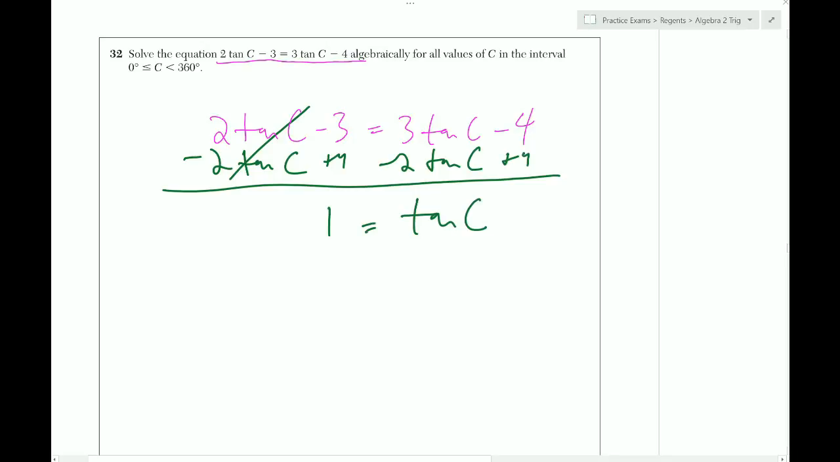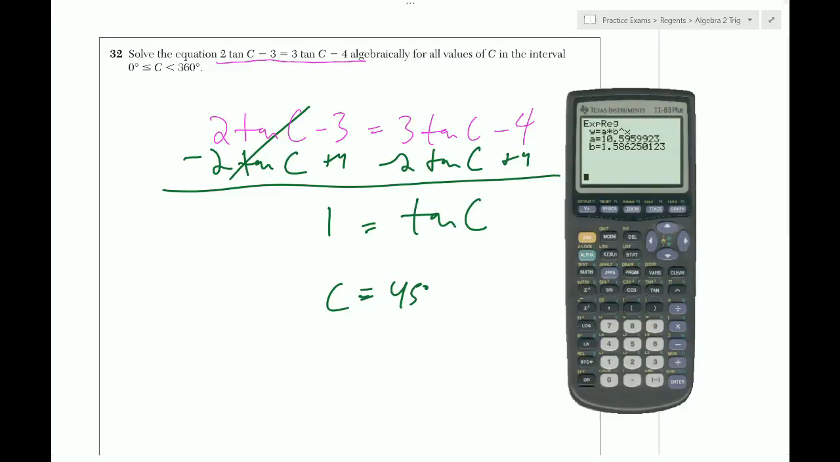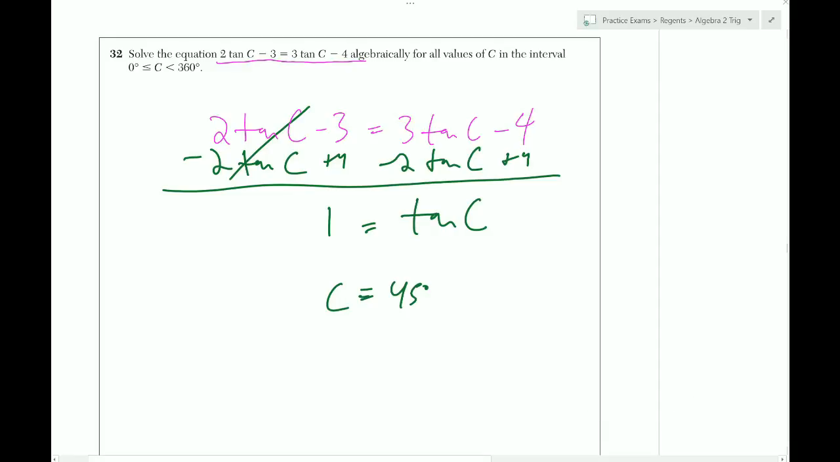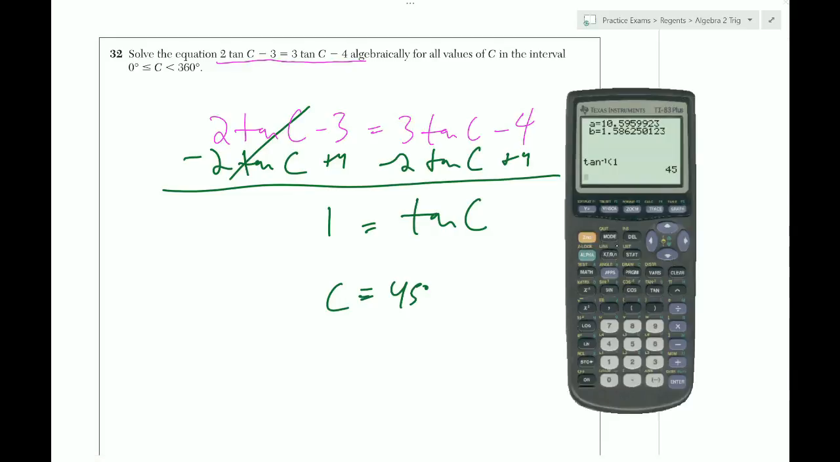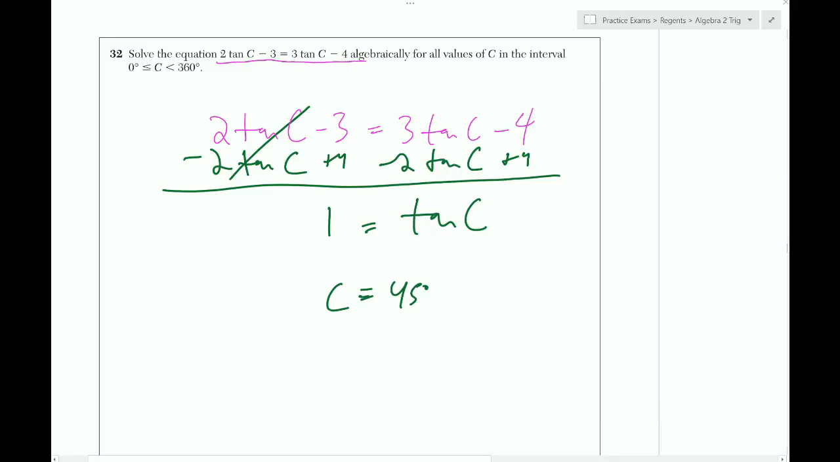So tan c equals 1, so we do an inverse tangent and find that c is equal to 45 degrees. If you didn't know that from your chart, you can do it in your calculator. Inverse tan of 1, 45. Of course, you have to make sure you're in degree mode in the calculator. So anyway, that is only the principal value, and as we discussed already several times, there are generally going to be 4 values, all of which have the same reference angle of 45.